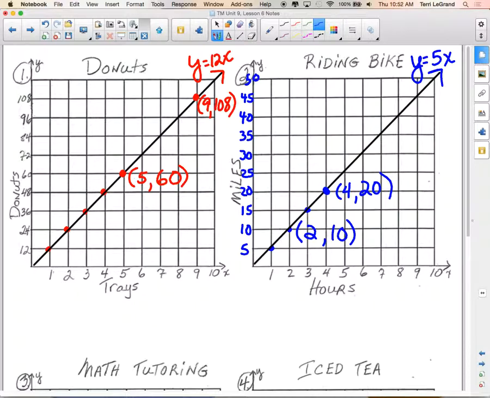Okay, now from the graph, using the graph to help you, I want you to tell me how many hours it's going to take to ride 45 miles. Using the graph to help you, how long is it going to take to ride 45 miles? Harley? 45 miles will take 9 hours. Okay, how'd you get that, Harley? 5 times 9 is... No, not because 5 times 9. I want you to use the graph. Why is it 9 hours according to the graph?